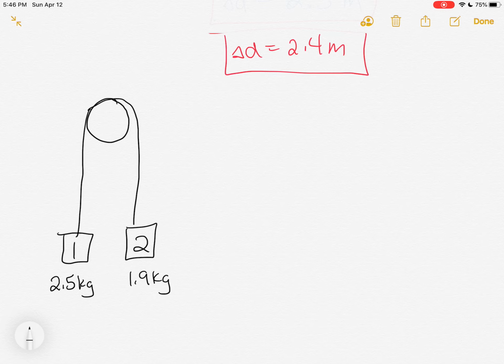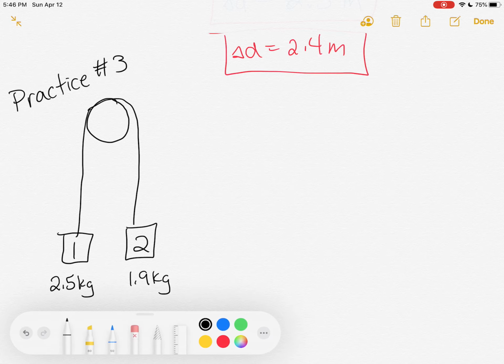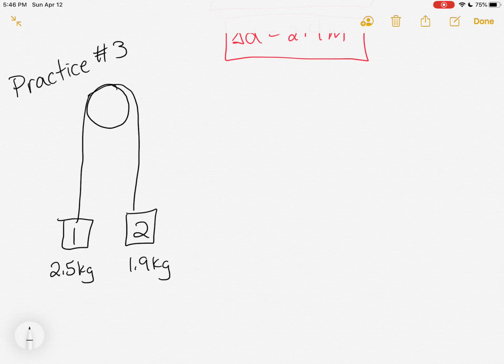We're looking for a free body diagram. We are trying to find the acceleration and the tension. So this is practice number 3. One of the first things that we want to do is determine which direction our motion is going to be in.